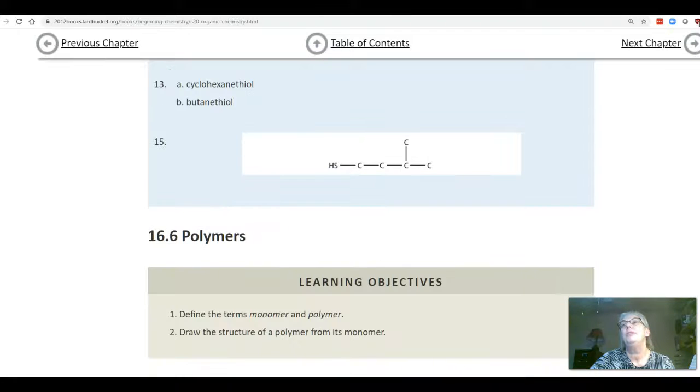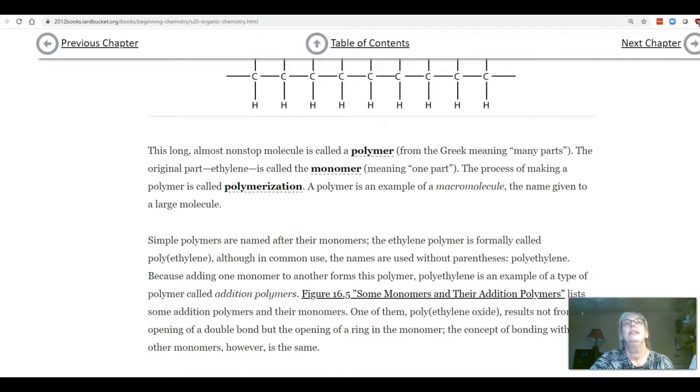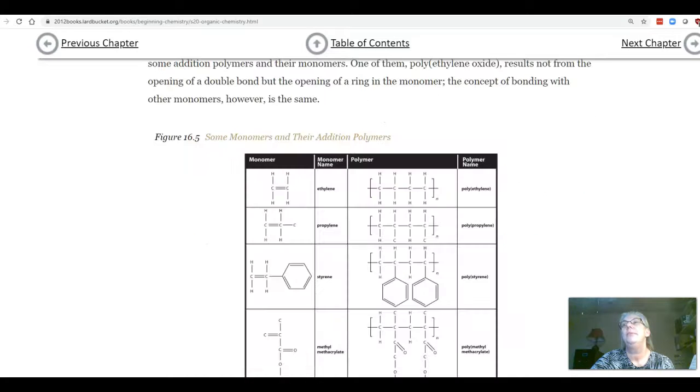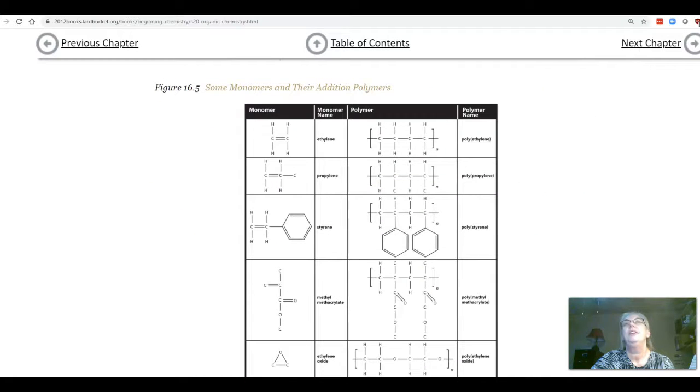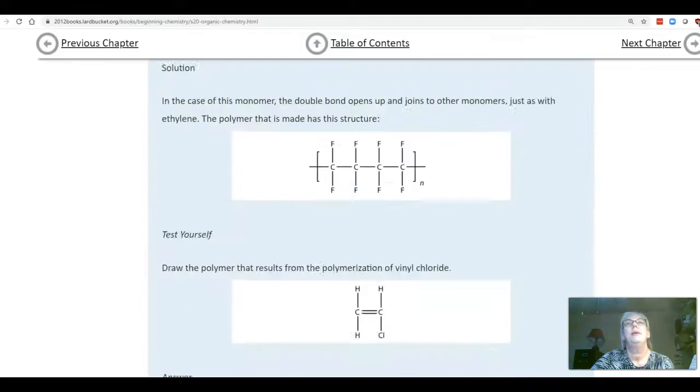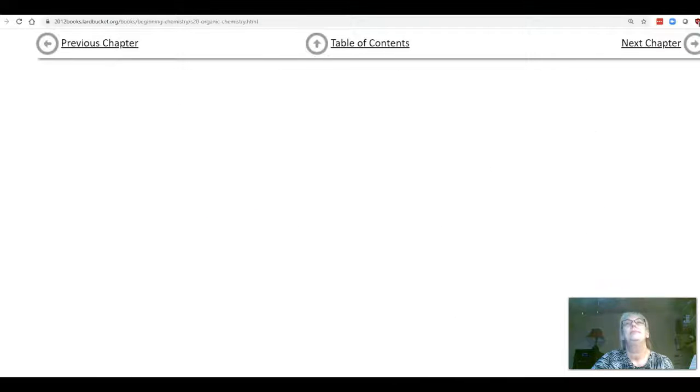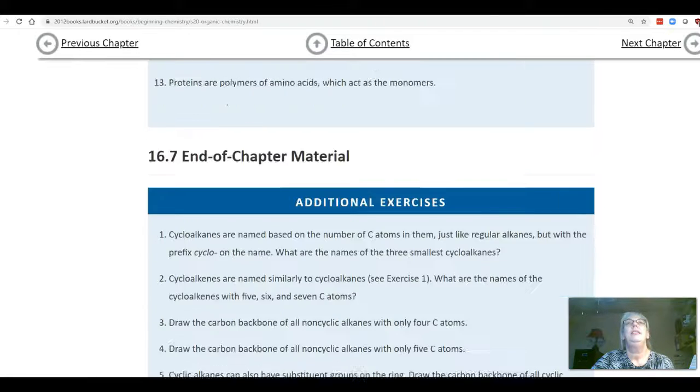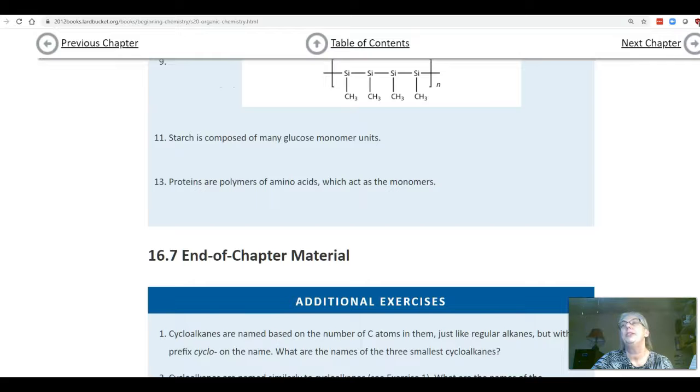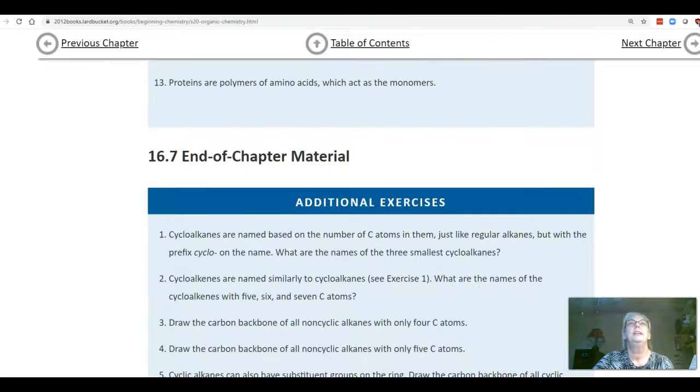And then know that polymers are long, long chains of carbon backbones, and they are very, very long and huge, so that's the thing to know about polymers. So take a look at polymers. And then here is the end of chapter material. So here's where the homework is. So take a look at that and do that and submit it to me in our last chapter.